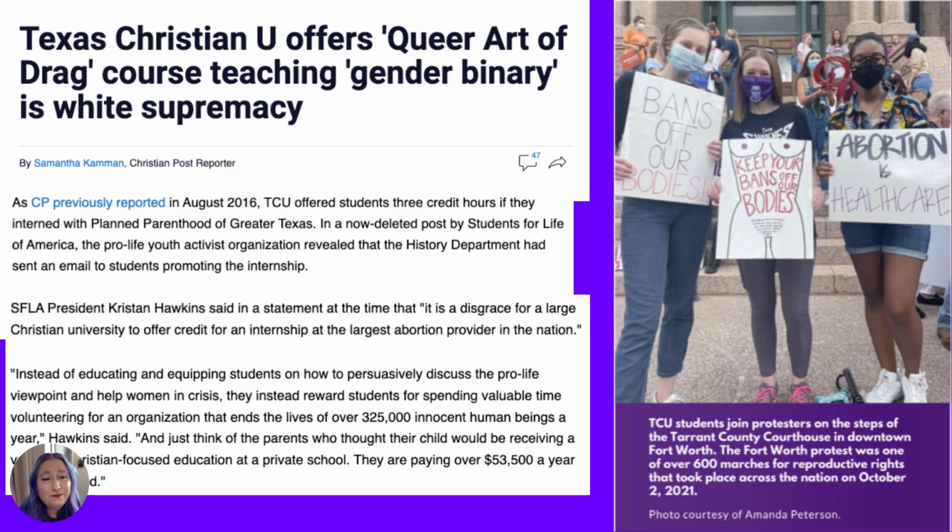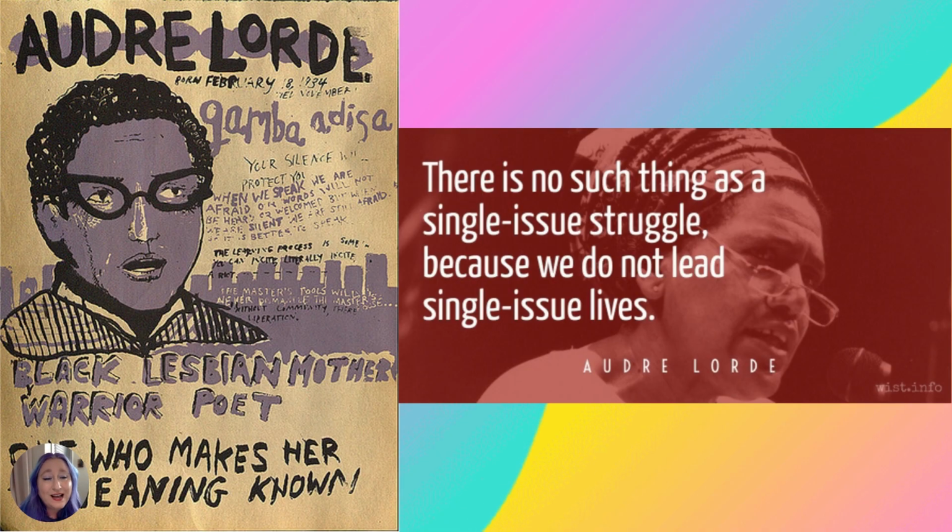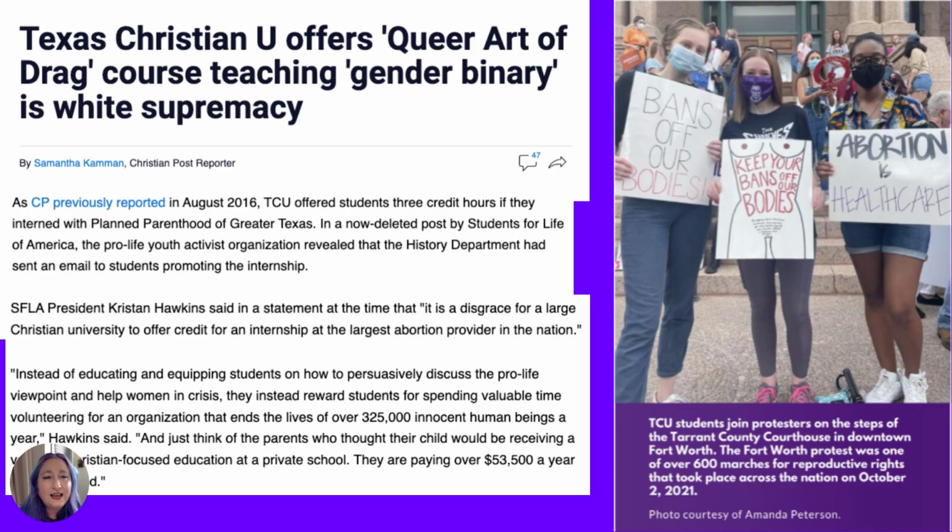And I also wanted to provide an example of how, from last week, we talked about how there's no such thing as a single issue struggle because we do not lead single issue lives. Even in a news report dragging TCU for offering the queer art of drag, they were not only connecting that, as we do in the class, about how the gender binary is part of colonialism, which is very much part of white supremacy, right? It also then got connected to pro-choice and reproductive justice efforts, right?